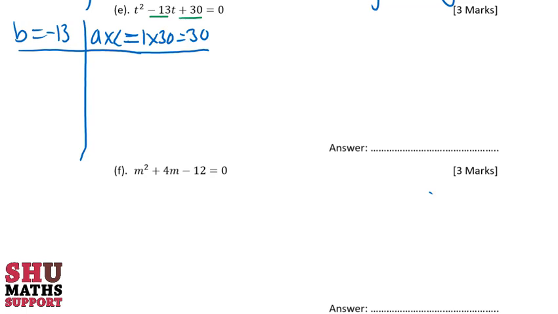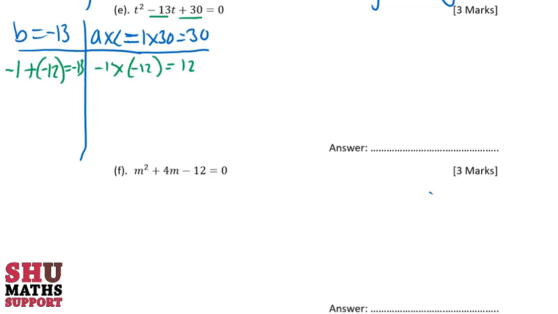So let's start with minus 1 again. If we have minus 1 plus minus 12, then that would give us minus 13. And if we have minus 1 times minus 12, that would give us positive 12. So that's worked. We've got our minus number for our b value, and we've got a positive number for our a times c value. We just haven't got the numbers we want.